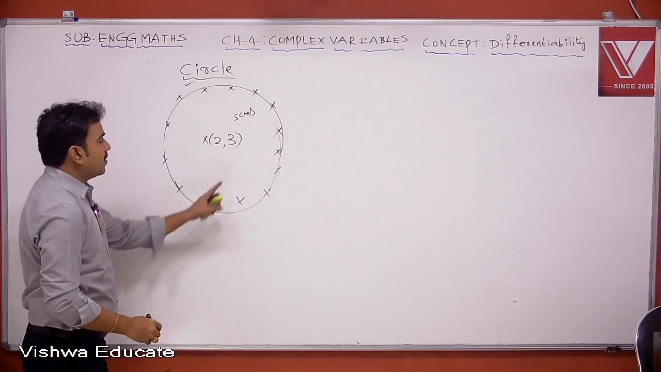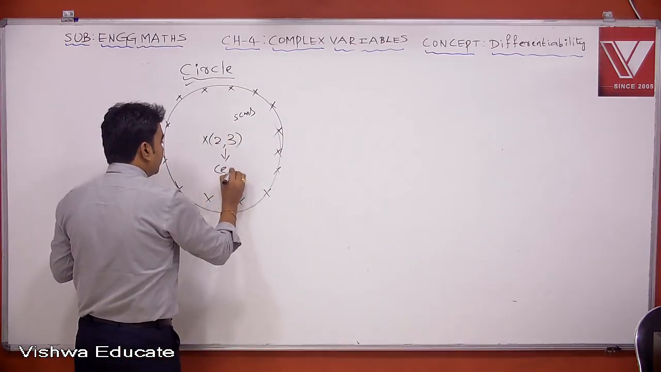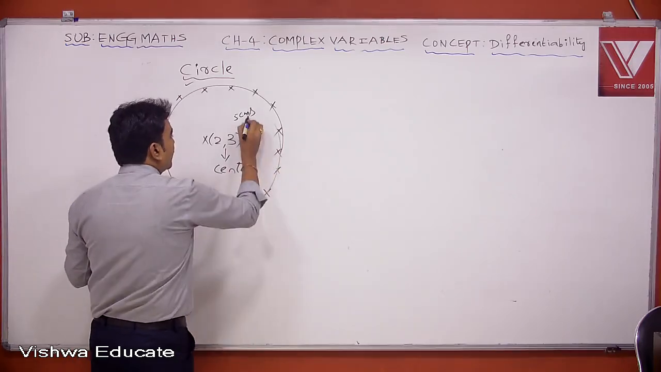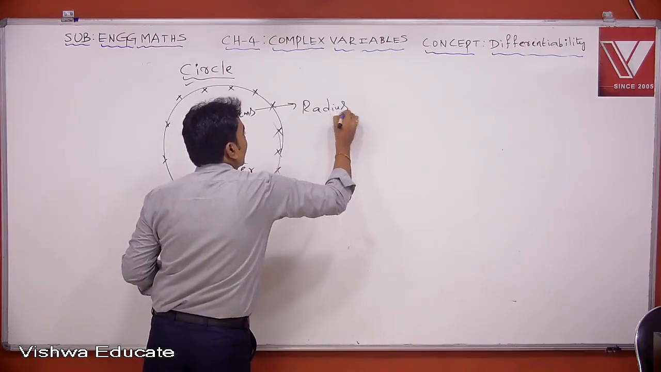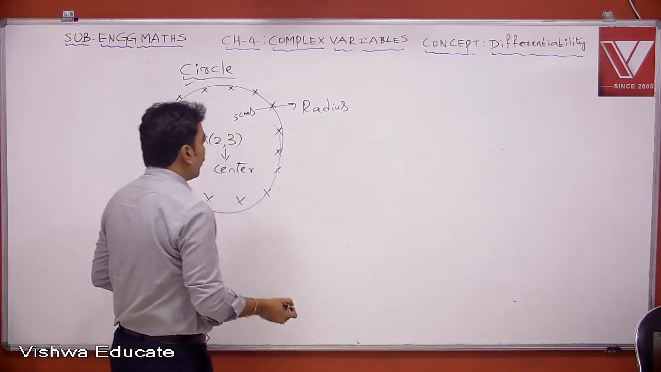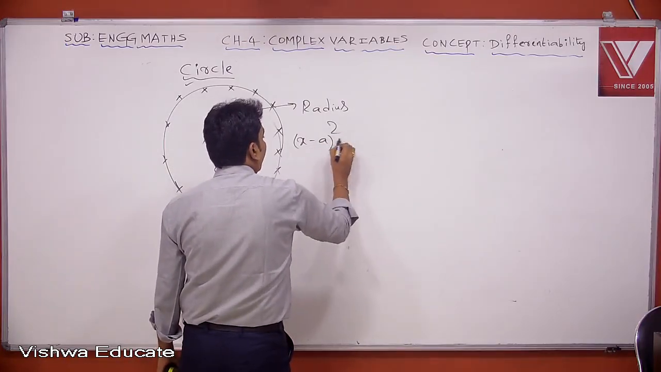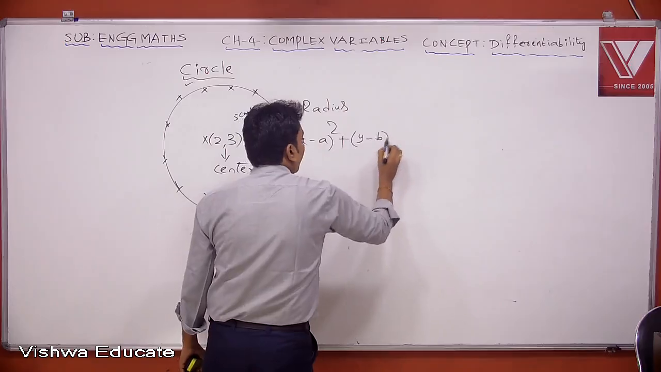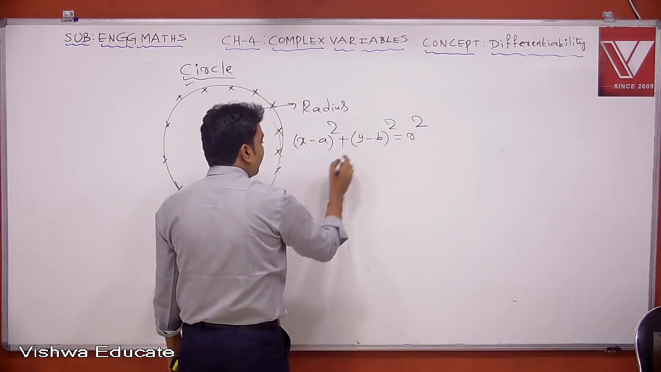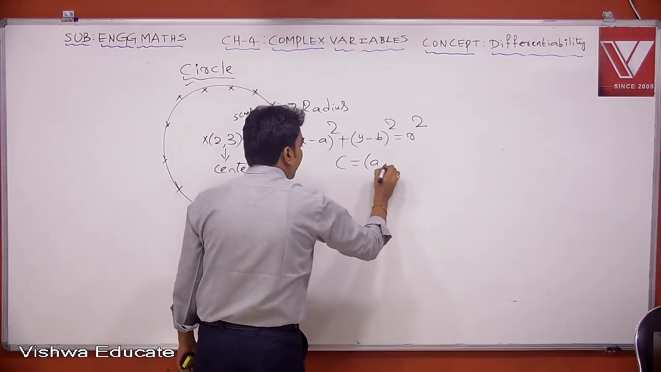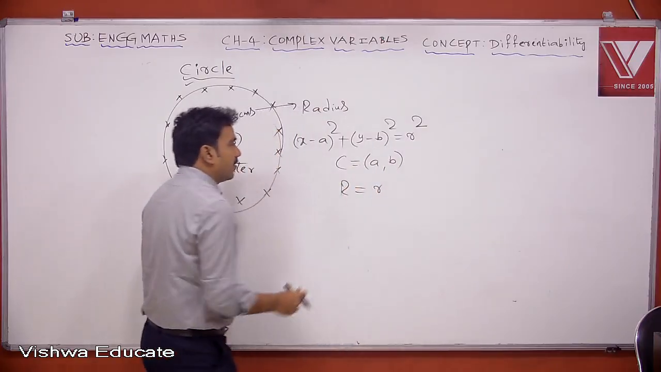So therefore this is nothing but a circle, and this fixed point we call the center. And this fixed distance, 5 centimeters, we call the radius. Therefore, in a two-dimensional plane, the equation of a circle is (x − a)² + (y − b)² = r². This is the equation of a circle whose center is (a, b) and radius is r.